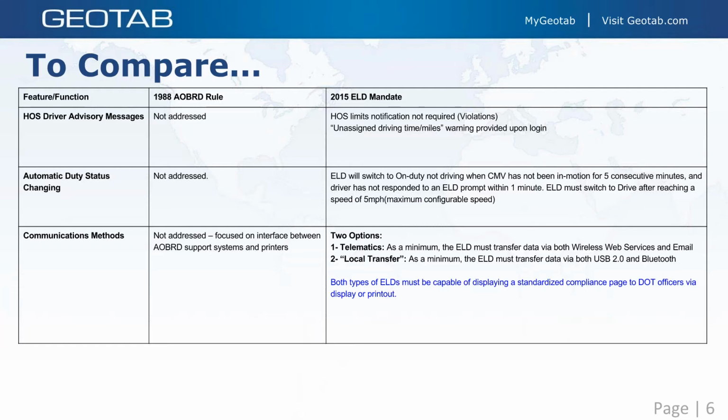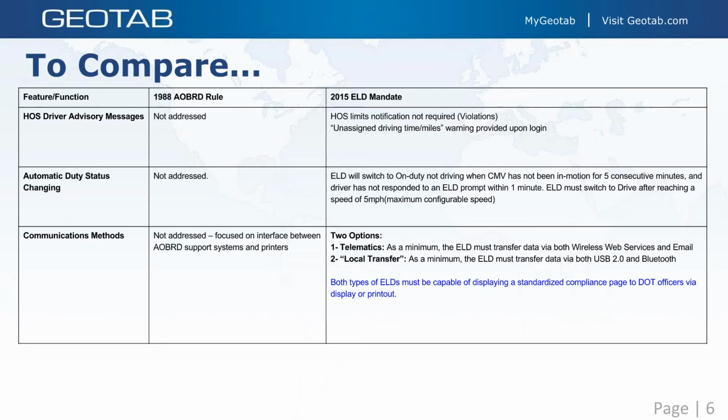Currently, as we stand today, an ELD is now required to actually tell the driver when they're approaching a violation or when they're driving in violation. However, Geotab Drive already does this. We actually do monitor the driver's compliance, and we will alert the driver before they go into violation and while they're in violation.